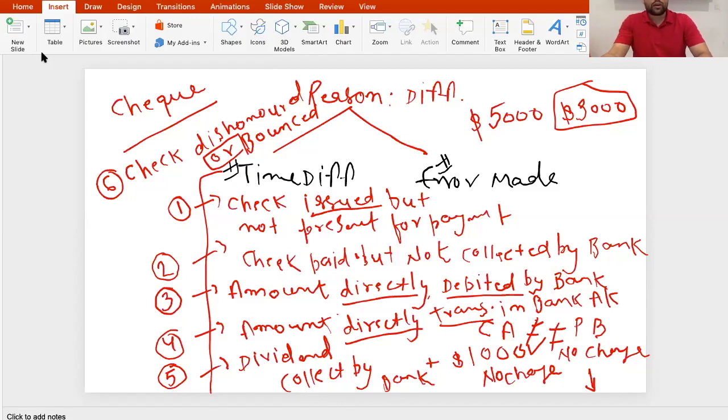So that's all about time differences. The time difference is finished. Now we move on to the next, which is the error made, and of course the error made is not really long. Let me write it down for you.